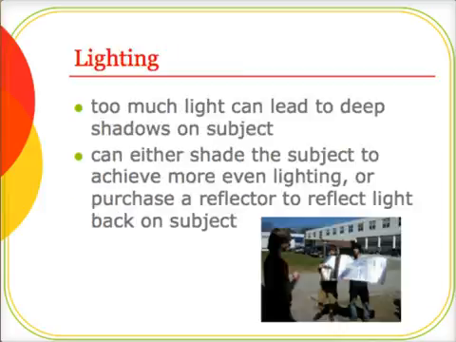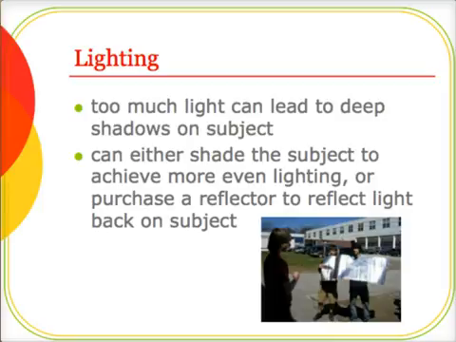Lighting is another thing to tend to. Too much light can lead to deep shadows on a subject. There's a couple ways around that overshadowing. You can either shade the subject to achieve some even lighting, or you can purchase a reflector, like those students there on the bottom right-hand picture are reflecting light back onto the subject using that reflector.